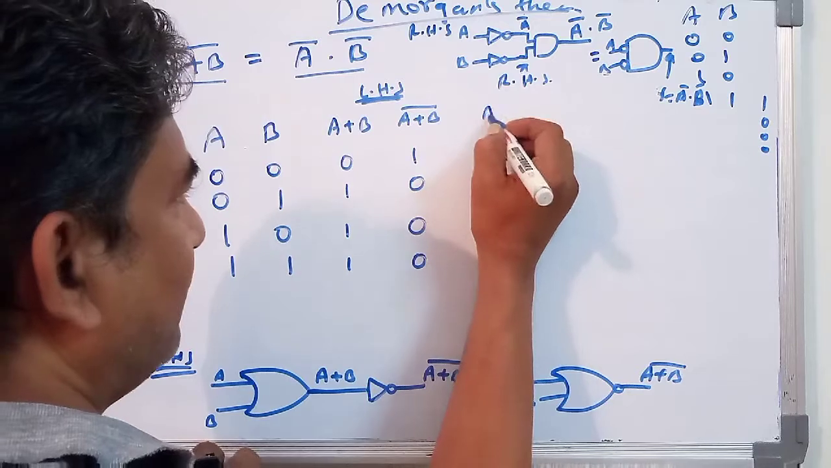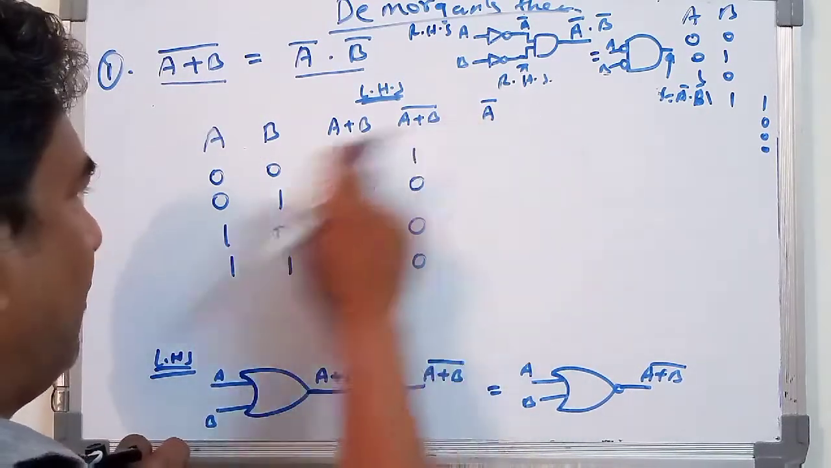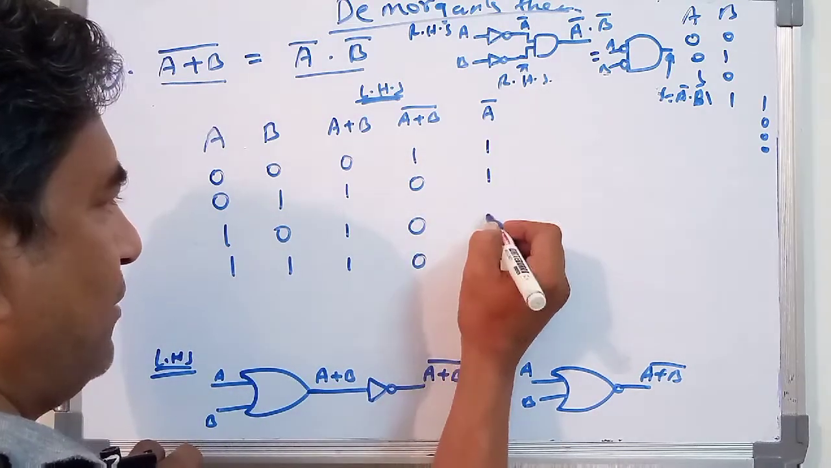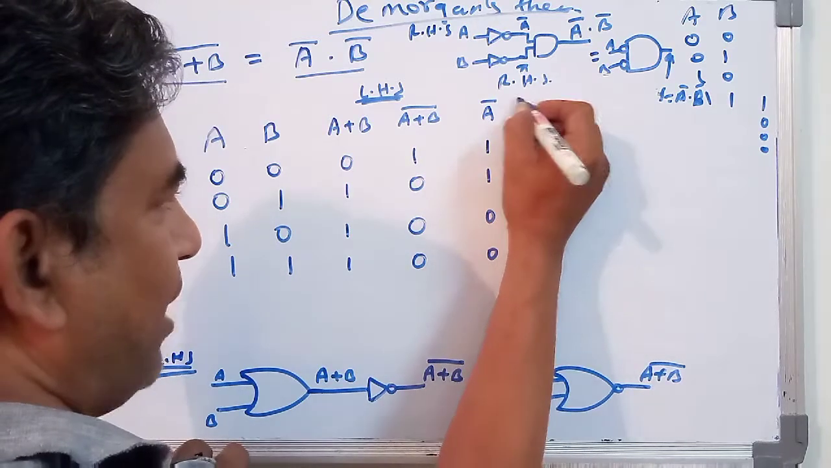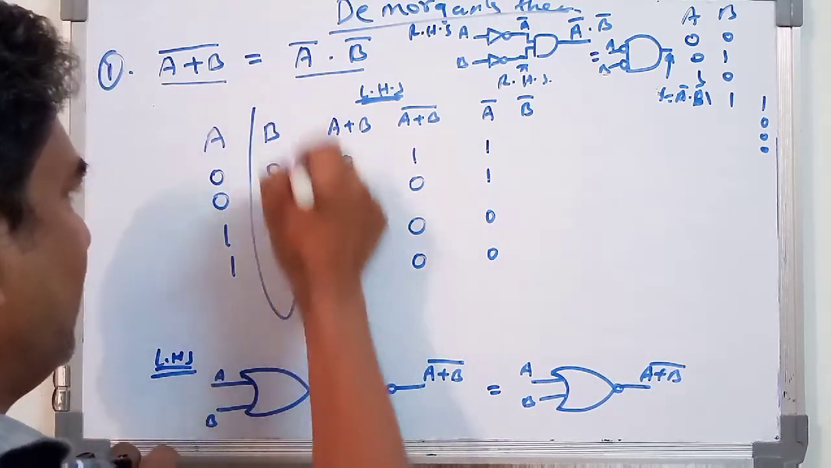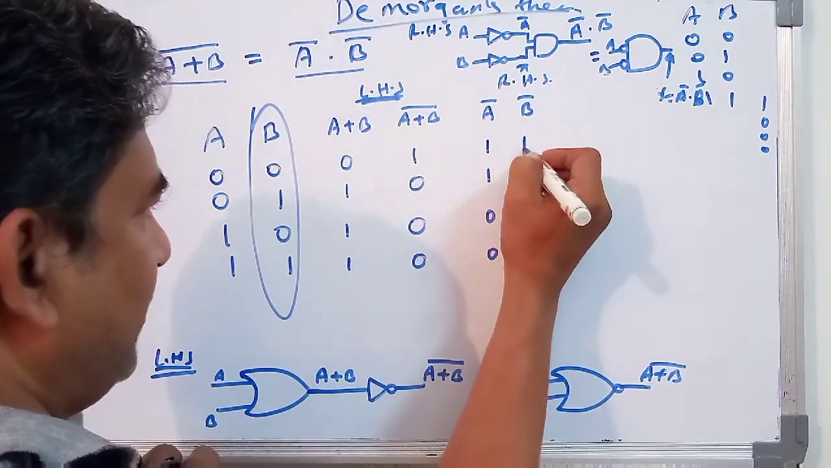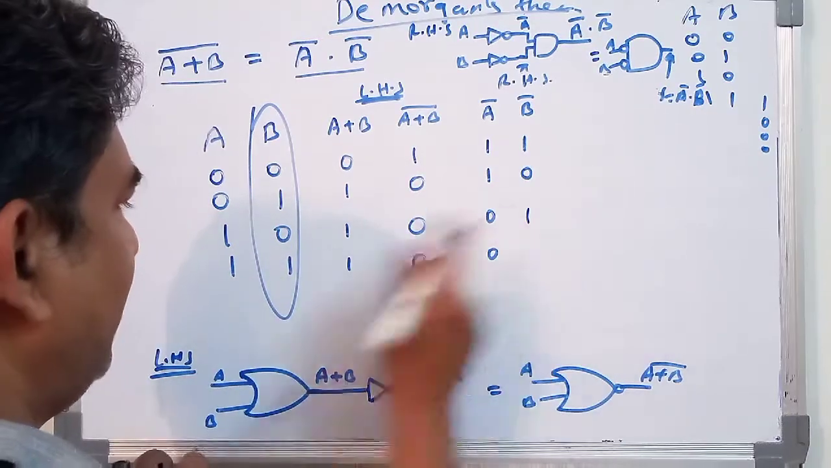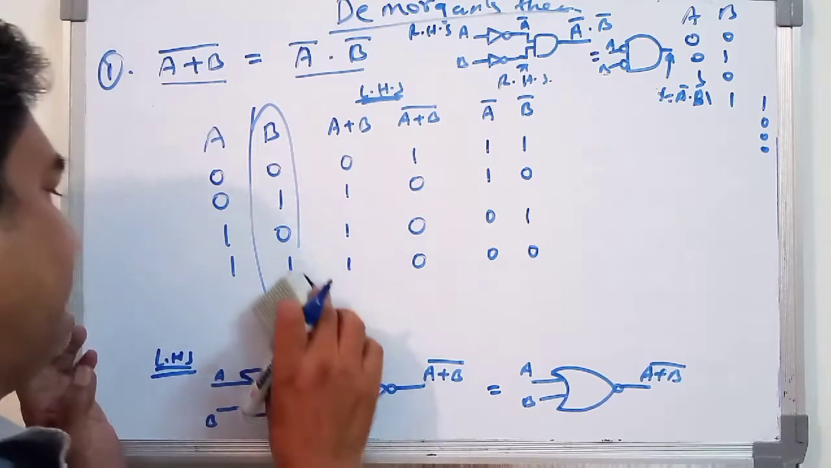So for the A bar value, the A variable is here, so 0, 0, 1, 1, which complemented is 1, 1, 0 and 0. Okay. Now consider the B bar. The B variable is this one. So this 0 will be complemented. So here it is 1, then 1 it is 0, then 0 it is 1, then 1 it is 0. Okay.